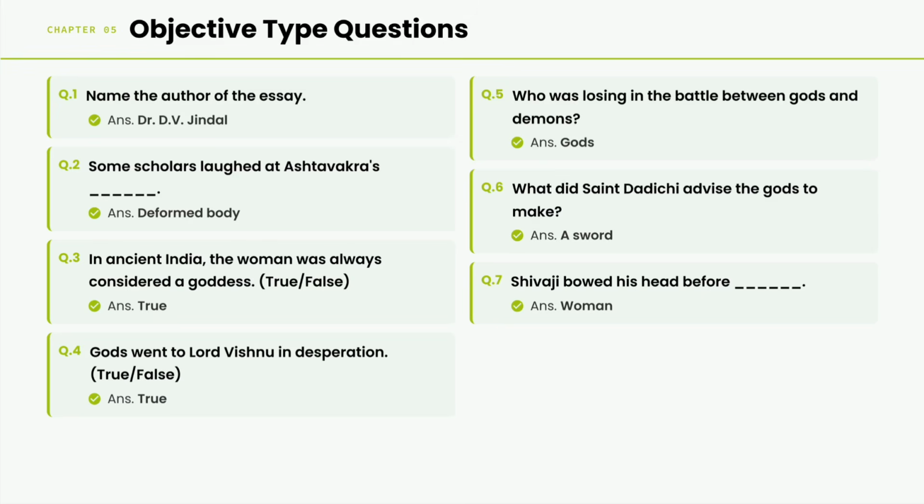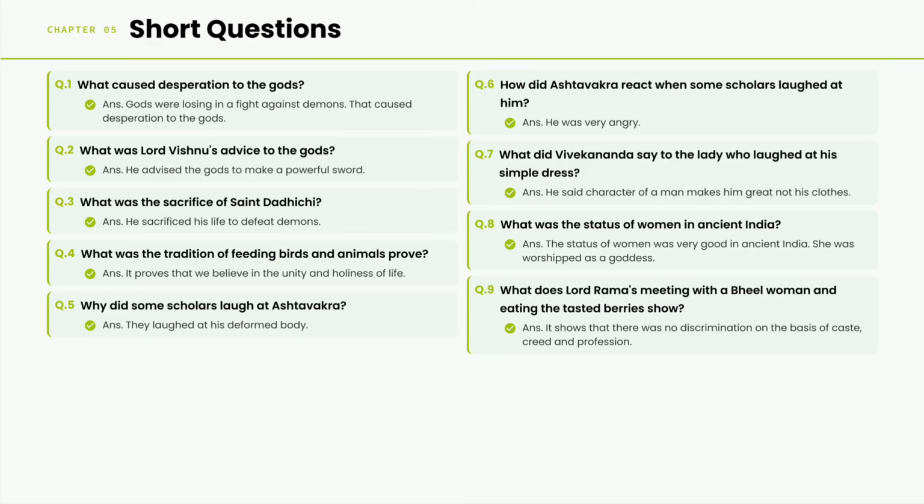Question 5. Who was losing in the battle between gods and demons? Answer. Gods. Question 6. What did Saint Dadichi advise the gods to make? Answer. A sword. Question 7. Shivaji bowed his head before Answer. Woman.